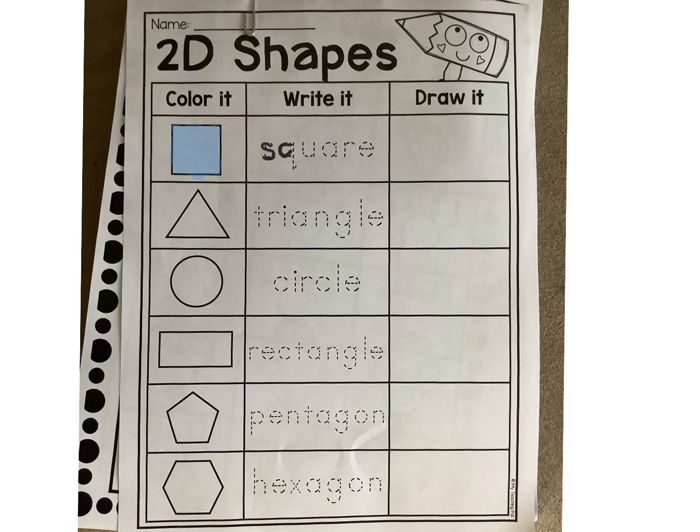So this is a square. We're going to trace the word square, and then I want you to try drawing a square. And Johnny's going to help us with the next shape. What is the next shape, John?